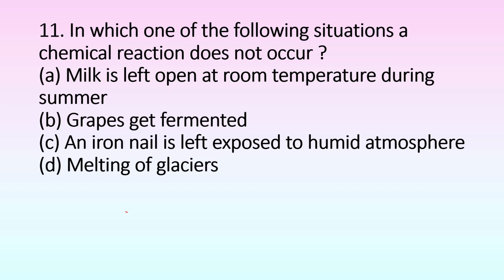Milk is left open at room temperature during summer. This is a chemical reaction. Grapes get fermented. This is also a chemical reaction. An iron nail is left exposed to humid atmosphere. This is also a chemical reaction. Melting of glaciers. This is not a chemical reaction. So the answer is option D.